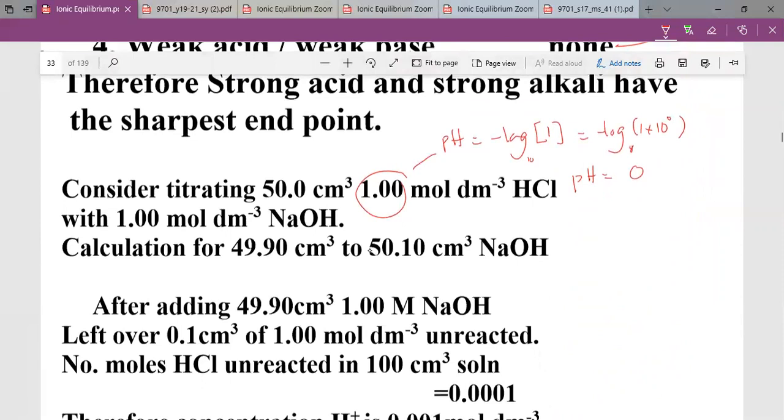Now we're going to look at this. I hope I can finish on time as well. Now we're going to titrate. I'm going to show you the titration here. I'm going to draw the titration for you.